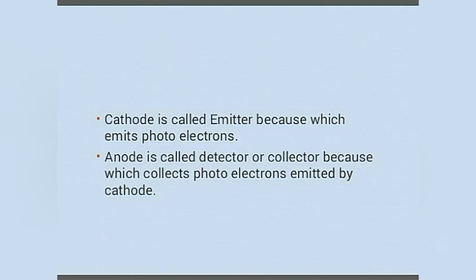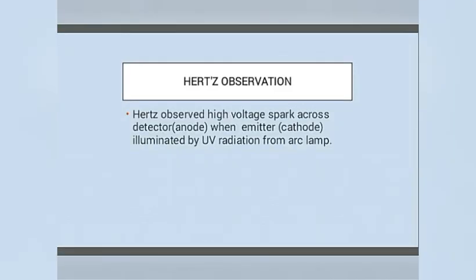Next topic is Hertz observation. Before discussing this topic, remember these terms. Here cathode is known as emitter because it emits free electrons when radiation falls on it. Similarly, the anode is known as collector or detector because it detects or collects free electrons emitted by the cathode.